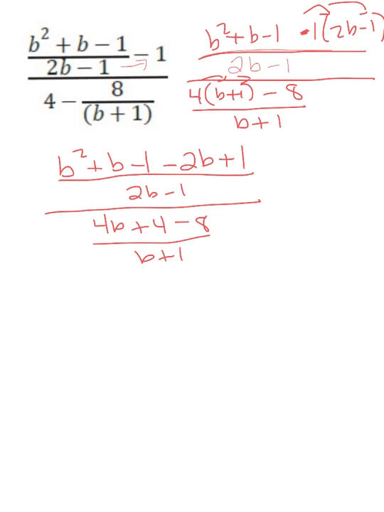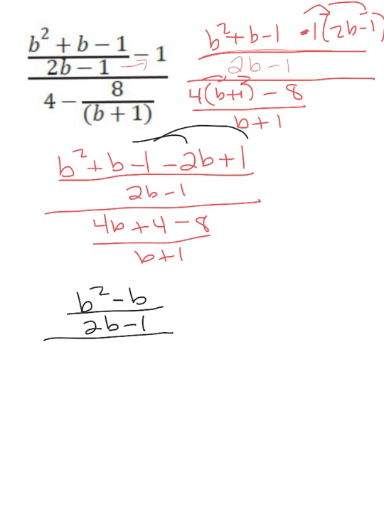Now we've got to clean a few things up here. On the top, we've got a b squared. It's the only one. A b and a minus 2b is a minus b. And a minus 1 and a plus 1 cancel. So I'm going to leave that that way, over 2b minus 1. Okay, and then that whole thing is over, clean the other one up, 4b minus 4 over b plus 1.